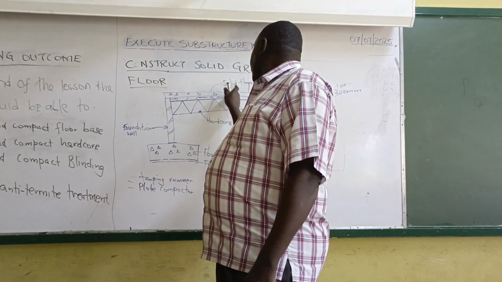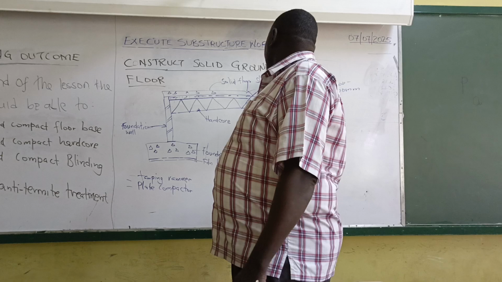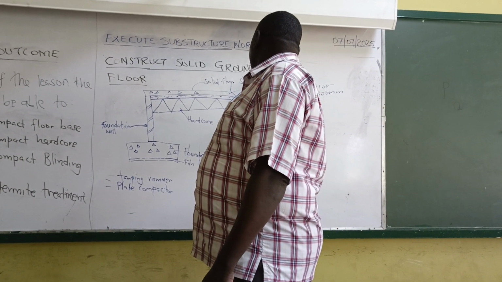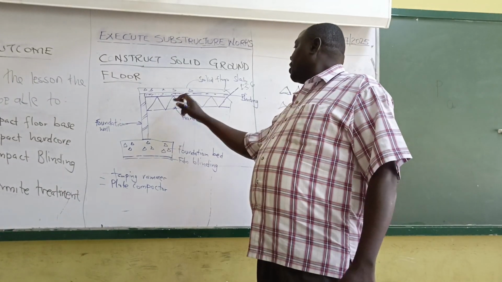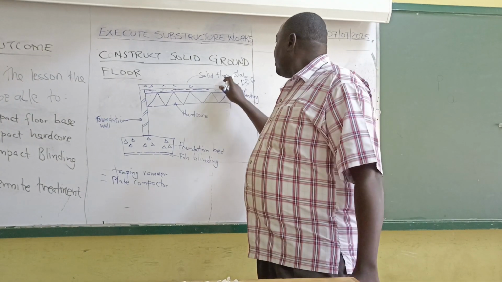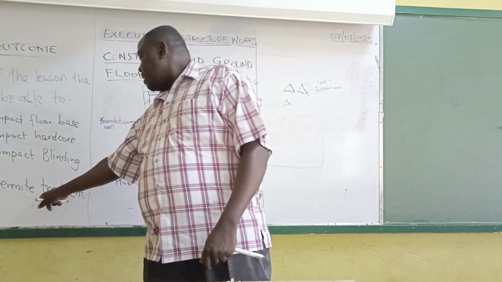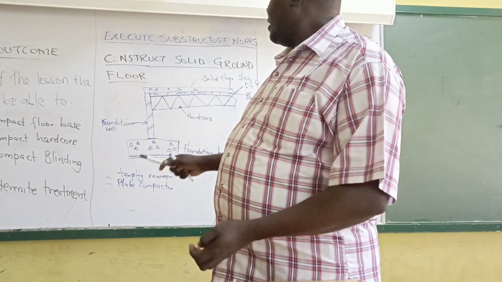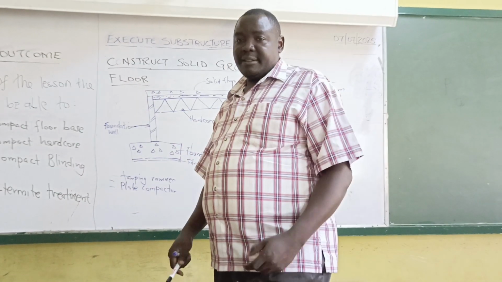From there, you cast the solid floor using concrete ratio class 1 to 3 to 6, that is a lean concrete, being we are not using reinforcement bars. Before you cast the slab, you must spray the anti-termite to prevent the structures you are building from being attacked by termites.